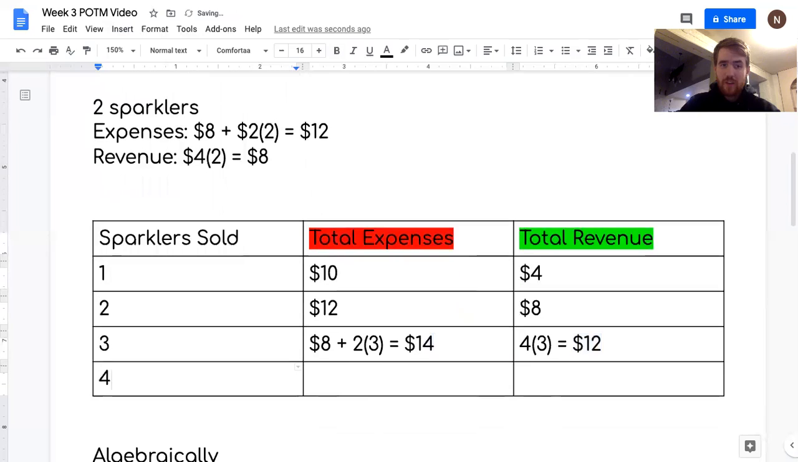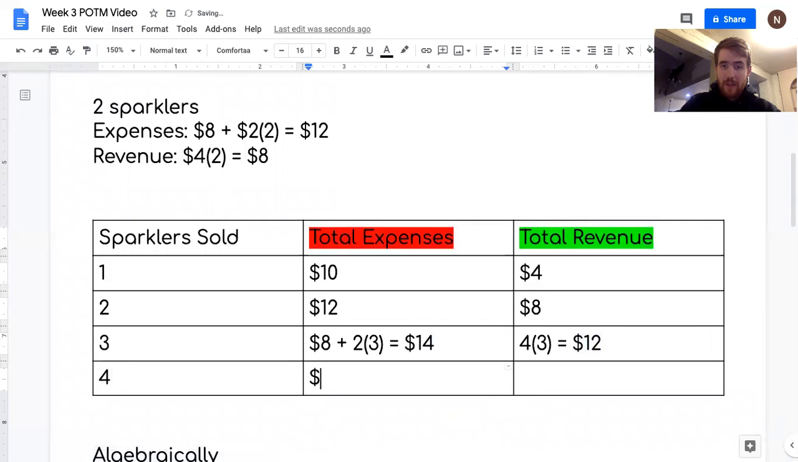So let's try 4 sparklers. It's going to be $8 plus 2 times 4, because now we had to buy 4 sparklers online, for a total of $16. And then 4 times 4, because we sold each of the 4 sparklers for $4 each, for a total of $16. So here we can see 16 expenses, 16 revenue. They are equal. So this is the break-even point. This is the point where the total expenses are equal to the total revenue. And this is one way of finding the solution, making this table.